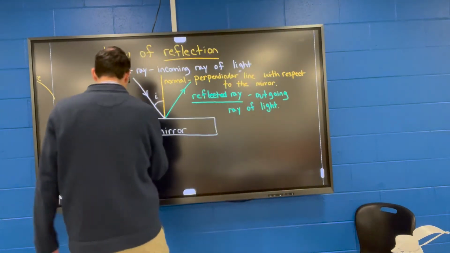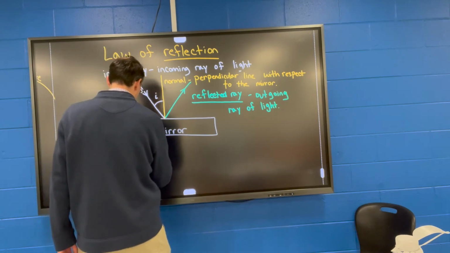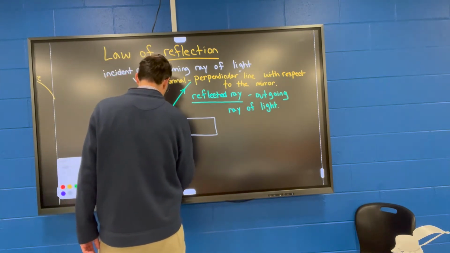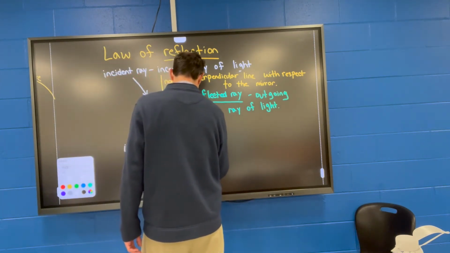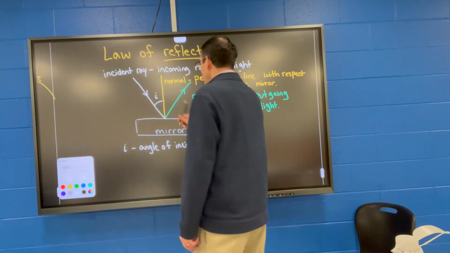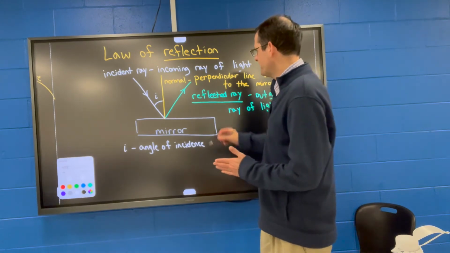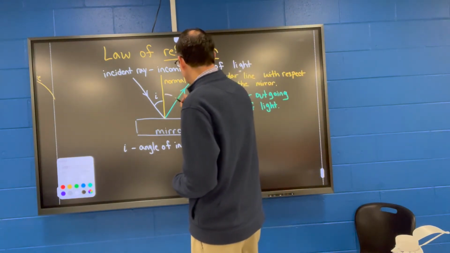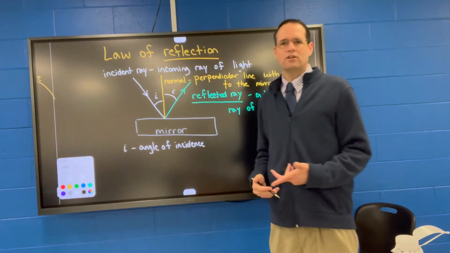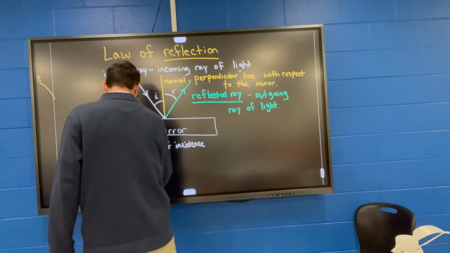The angle of incidence. And it's with respect to this imaginary yellow line, which is called the normal. This angle here is called the angle of reflectance.